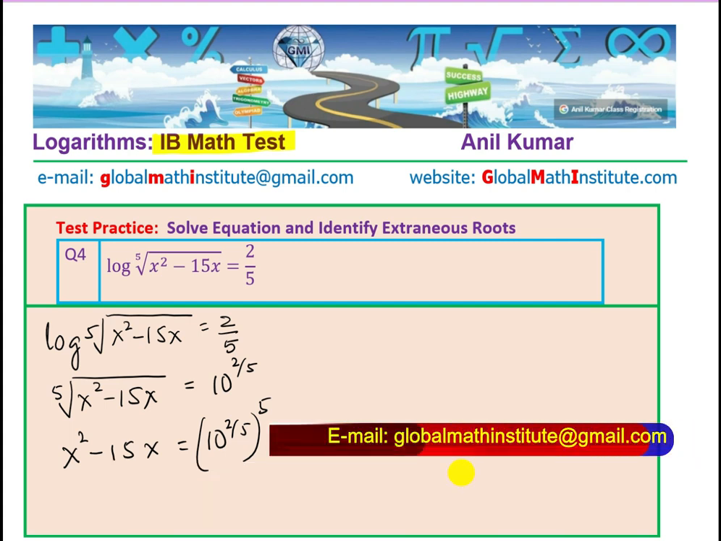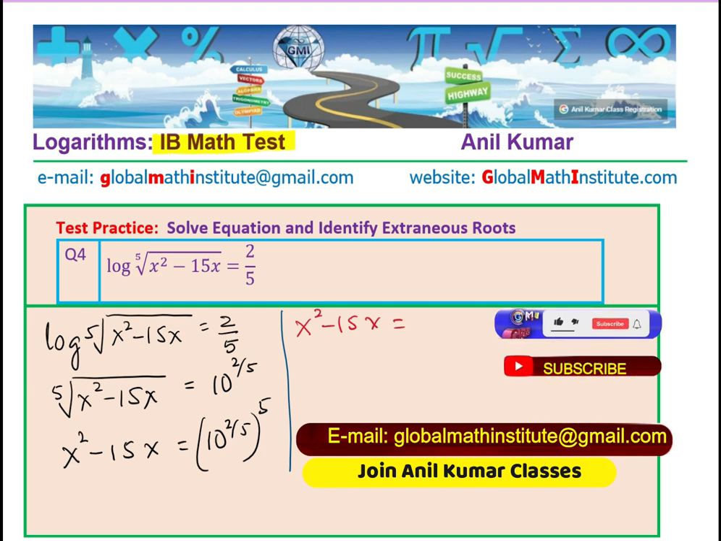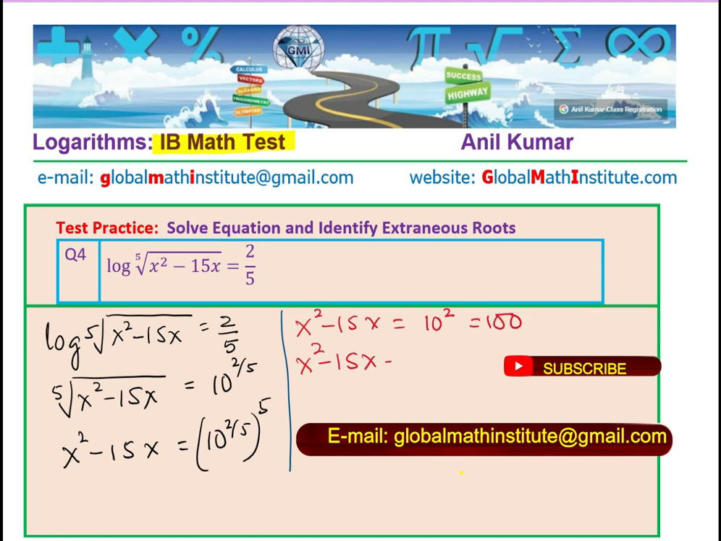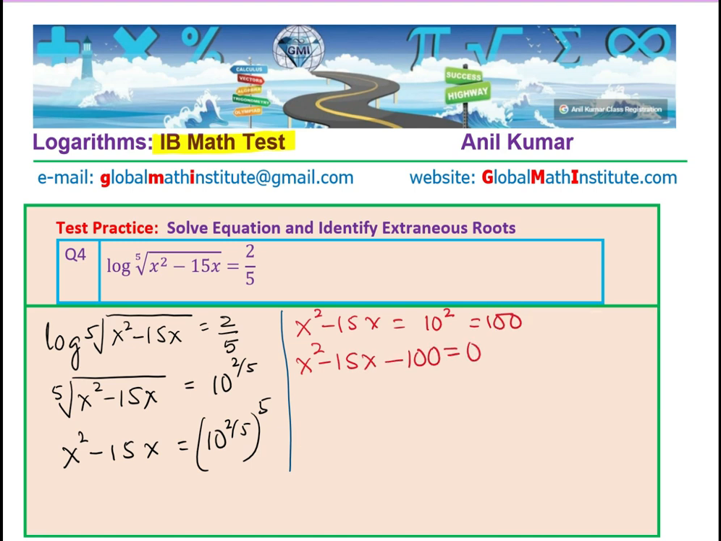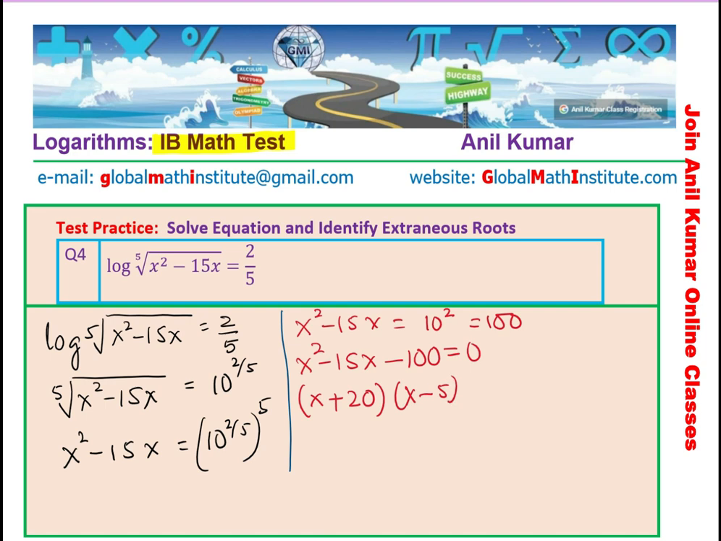So now it is simple, right? We can rewrite this as x squared minus 15x equals 10 to the power of 2, right? 5 and 5 cancel, which is 100. Bringing all of them together gives you a quadratic equation, and factoring will give you the solution. We need product of minus 100, sum of minus 15. 20 and 5 will work for us, correct? So x plus 20 times x minus 5 equals 0.